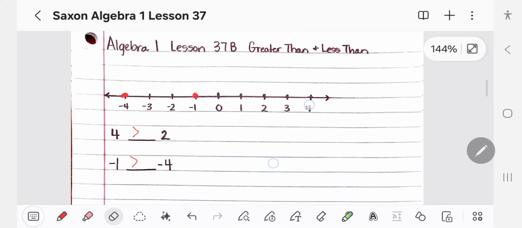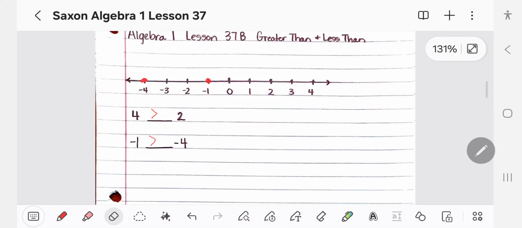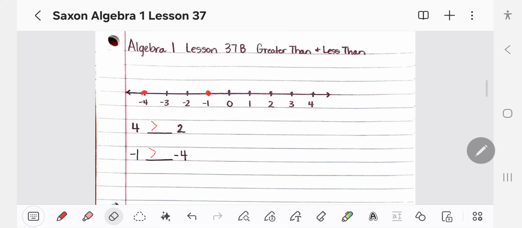But what they want you to get from this lesson is they want you to understand that the placement on the number line can tell us the relationship between the two numbers, whether they are greater than or whether they are less than.